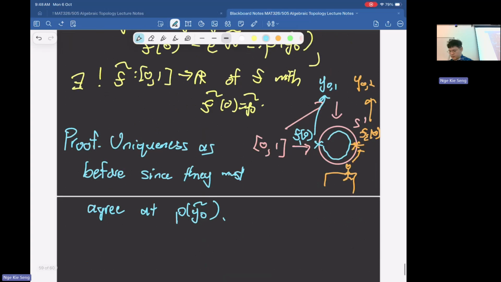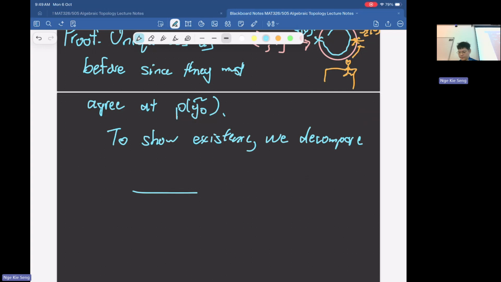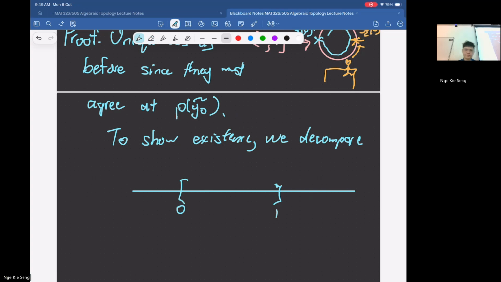Okay, and then now we want to do existence. To show existence, we need to use the previous lemma. So we first decompose our time interval. Okay, we decompose it.